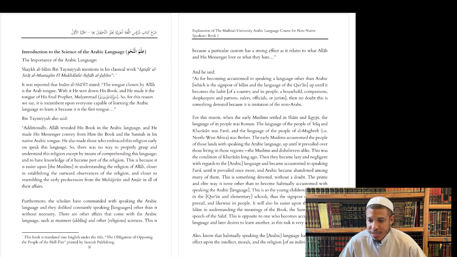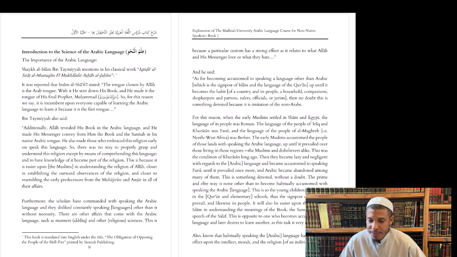So Shaykh al-Islam, rahimahullah ta'ala, said that it was reported that Imam al-Shafi'i stated, the tongue chosen by Allah is the Arab tongue. With it, He sent down His book, and He made it the tongue of His final prophet, Muhammad sallallahu alaihi wasallam. So for this reason, we say, it is incumbent upon everyone capable of learning the Arabic language to learn it, because it is the first tongue.